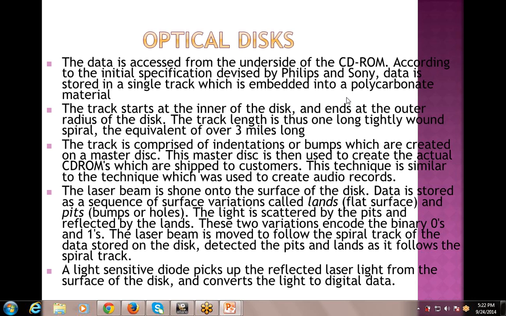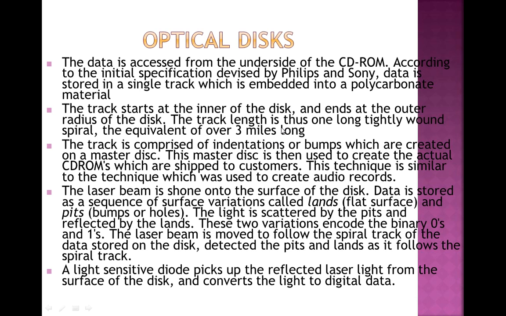side of the CDs. The next point says the track starts at the inner of the disk and ends at the outer radius of the disk. So it starts from the inner and moves to the outer area. The track is comprised of indentations or bumps which are created on a master disk. The master disk is then used to create the actual CD-ROMs, that is the actual compact disk ROMs which are shipped to the customer.